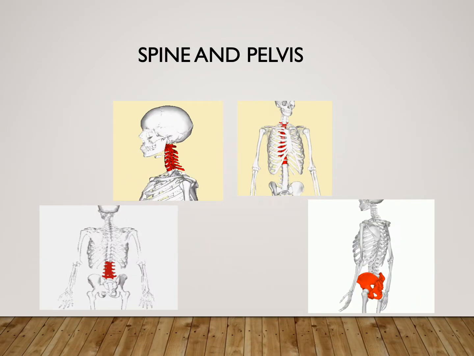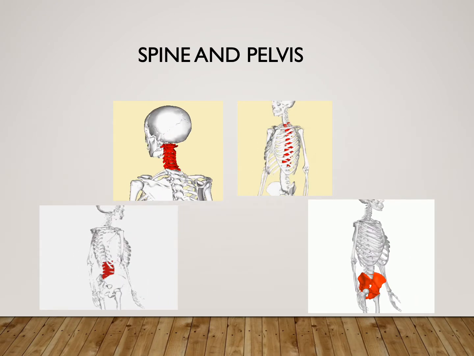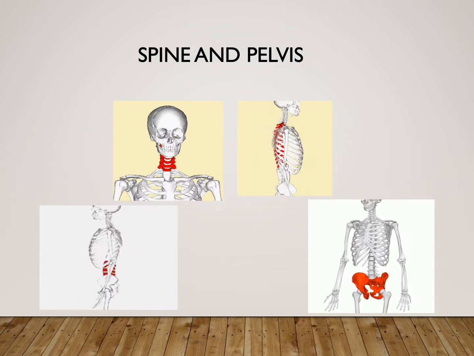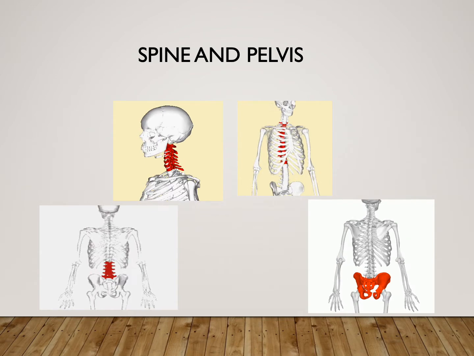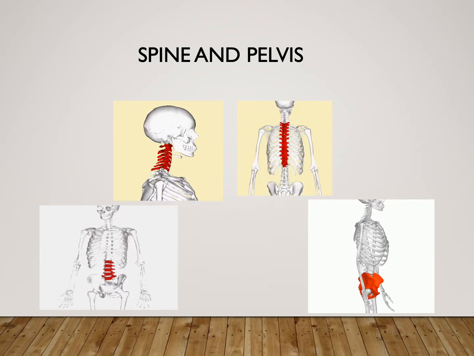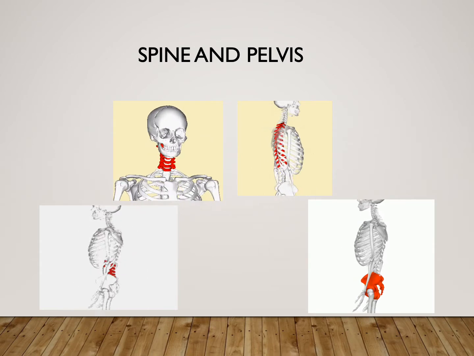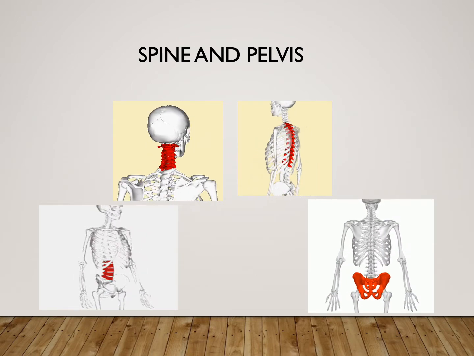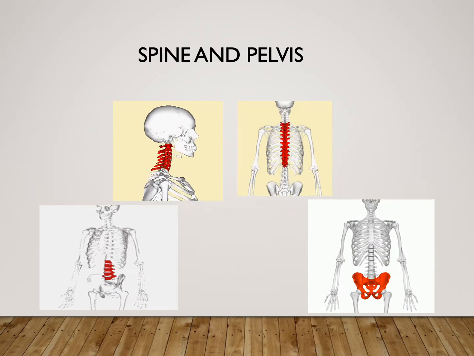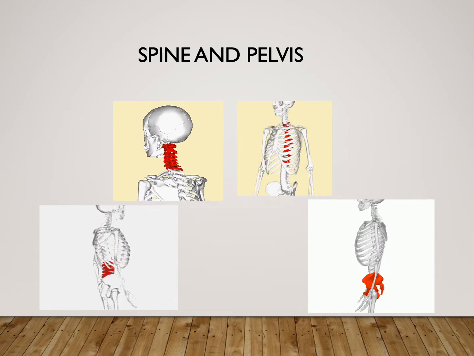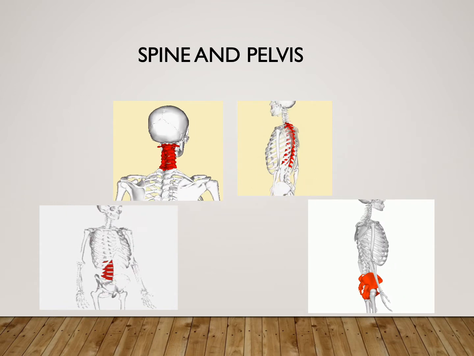In this picture, you can see the spine and the pelvis. The cervical spine, which is nothing but it supports your neck. The thoracic spine, which supports your upper back. The lumbar spine, which supports your lower back. And the pelvis, which forms the base over which your lower limbs are supported. The pelvis forms the hip joint along with the thigh bone.